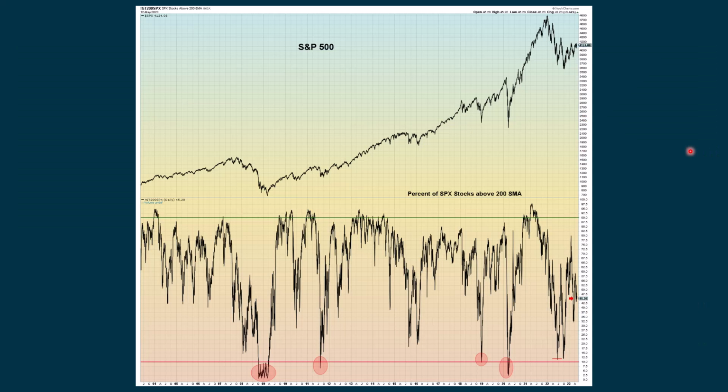Then I usually include this in the possible positive scenarios, but this is a measurement of what stocks in the S&P 500 are above their 200-day simple moving average. That's continuing to decline, and it's just about at the midpoint. When we really pay attention to this is when it goes extreme negative or extreme positive.